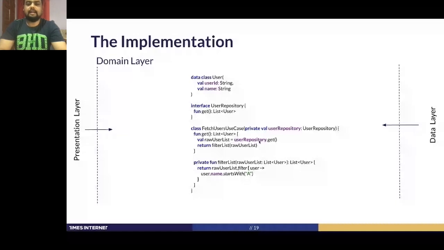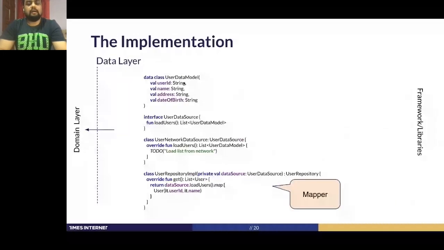Now coming back to the data layer. The data layer will have its own model. Let's suppose, for the sake of convenience, that this is a model that is being returned by our network layer.